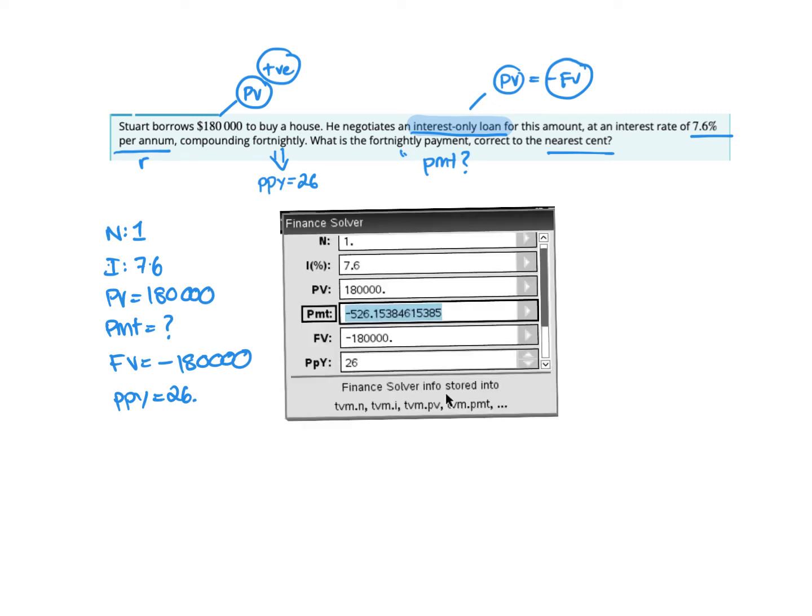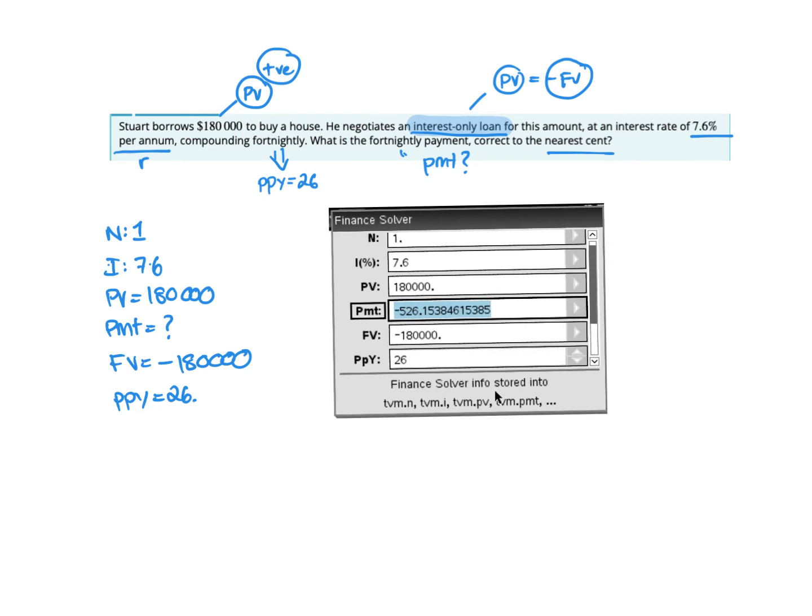Okay, so you've seen that I've popped all that in, and I can see that my payment is there. So I'm going to say the payment for this interest only loan is going to be $526.15, so 0.15 cents.